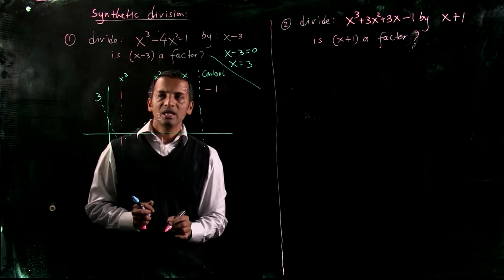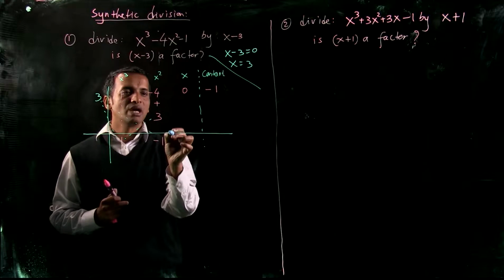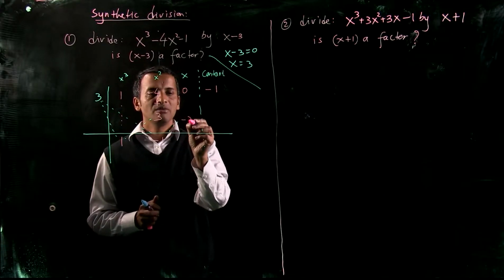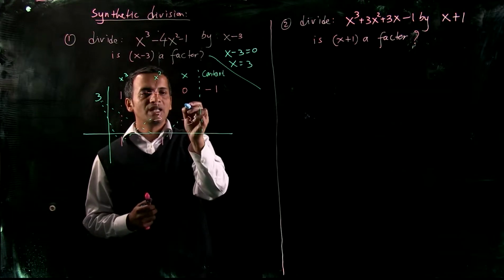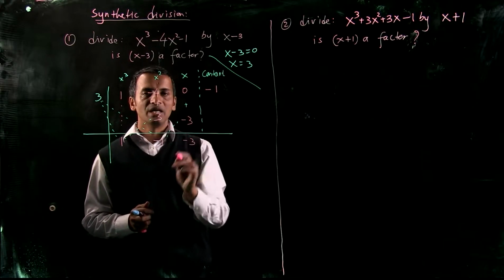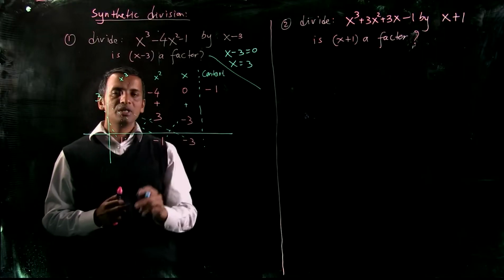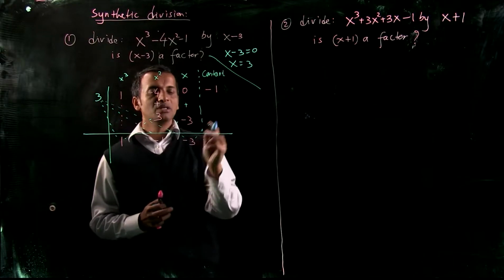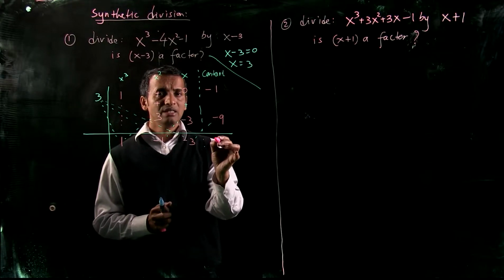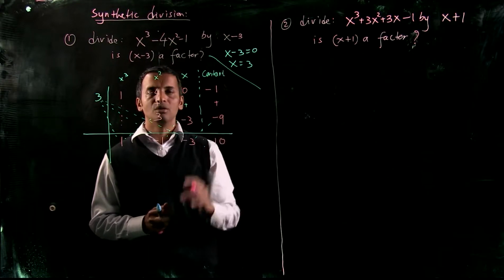Then you do the same thing again. You multiply 3 by -1 and write it down here. 3 times -1 is -3. You add -3 with 0, and you get -3 by itself. Finally, you multiply 3 with that -3 and write it down here. 3 times -3 is -9, and adding -1 and -9 gives -10.